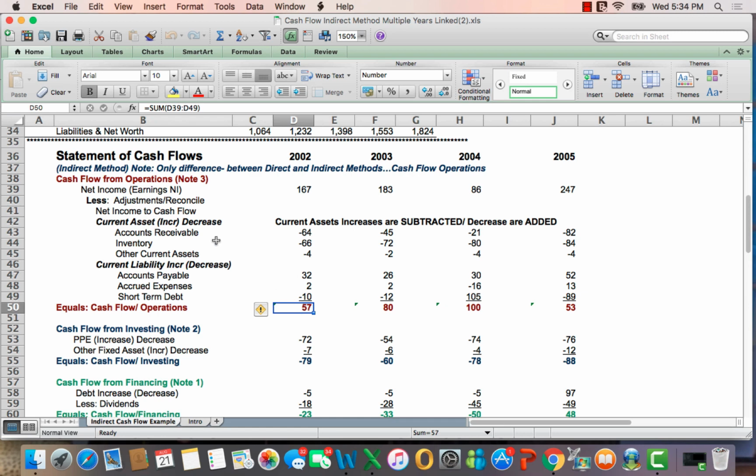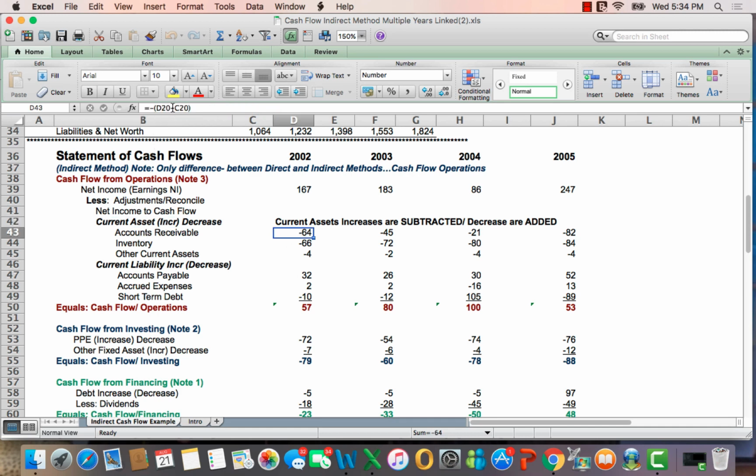Because what you have to do is, you see that we've divided between current assets and current liabilities. And what's happening here is you see that current assets, if there's a decrease, it gets added. If there's an increase, it gets subtracted. So let's take an example.